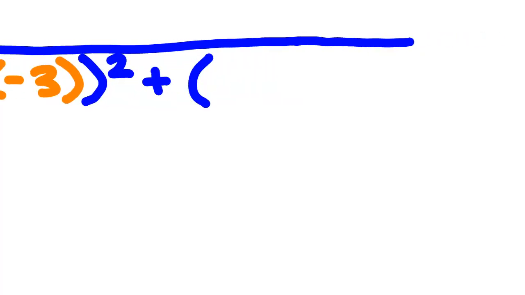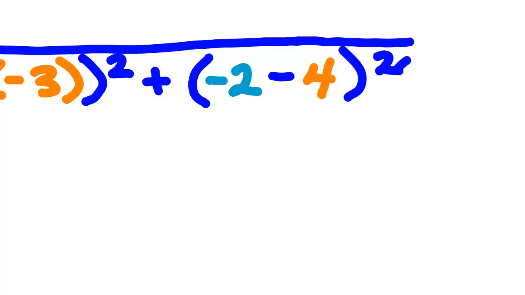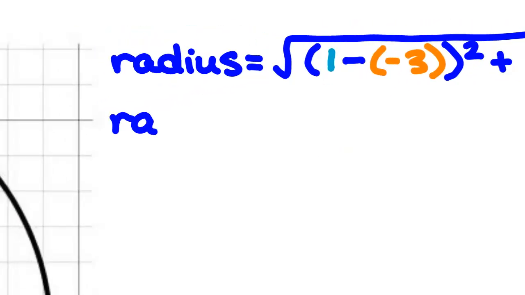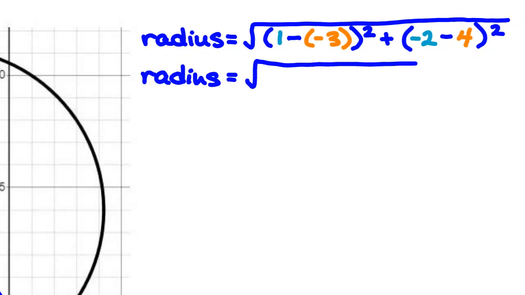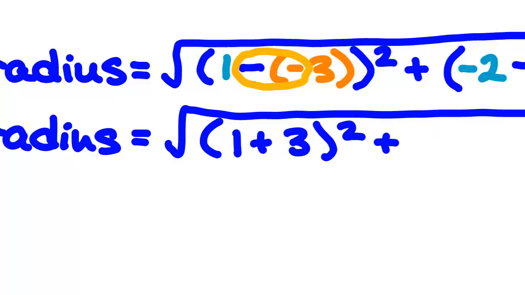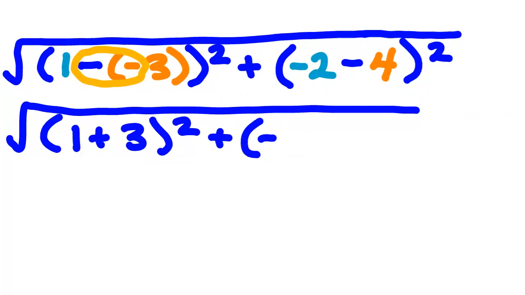plus y2, which is -2, minus y1, which is 4. Close my parentheses and square that. So then the radius is equal to the square root. Here in this first set of parentheses, when we subtract the negative, that turns into a positive, so that becomes 1 plus 3 squared plus -2 minus 4 squared.